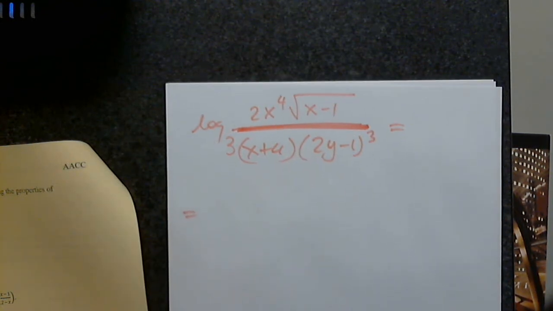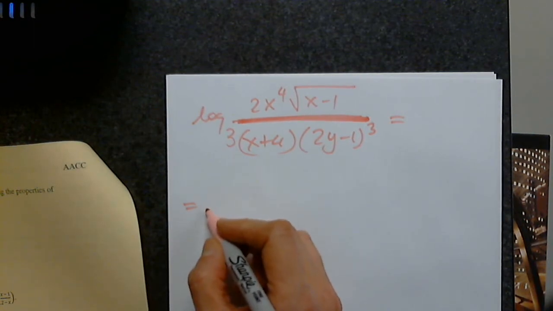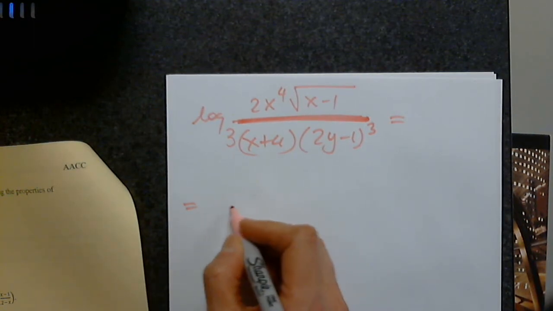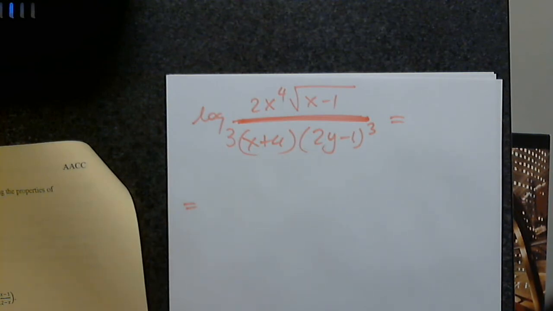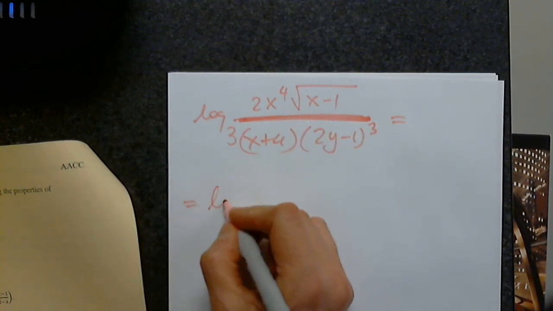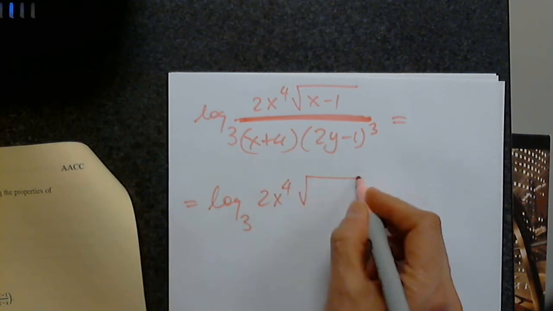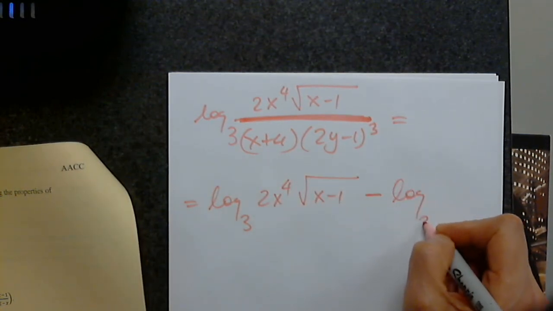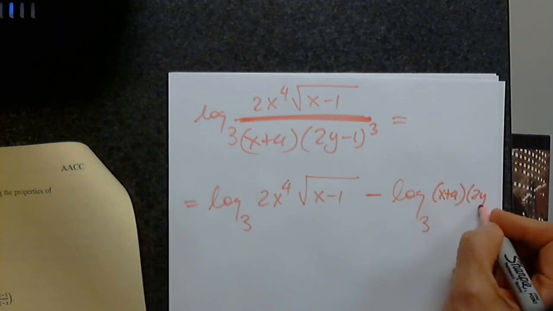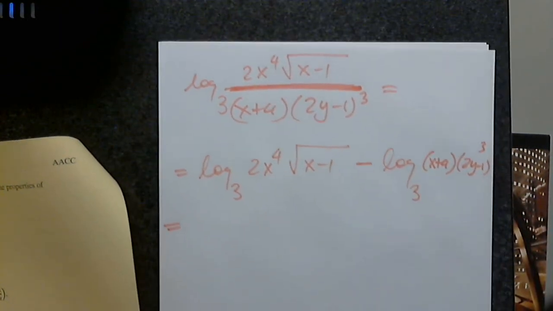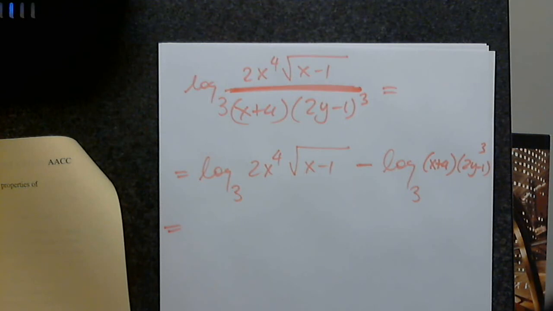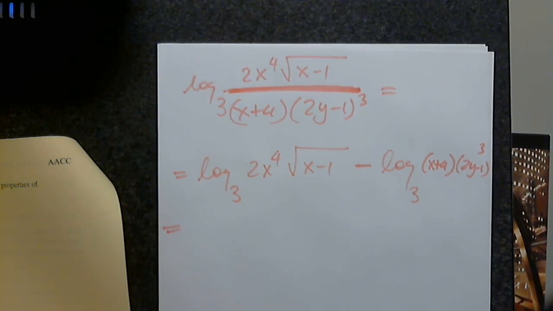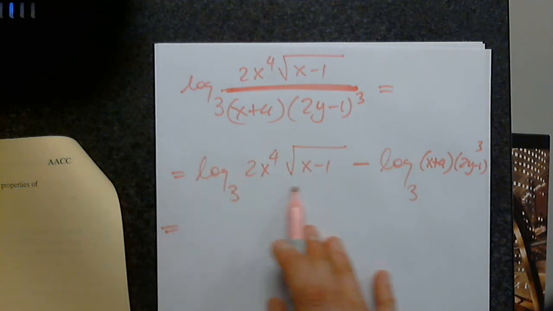Log applied to a ratio. So x plus 4. Log applied to a ratio. Oh, subtract. Exactly. It's log base 3 of 2x to the 4th times the square root of x minus 1 minus log base 3 of x plus 4 times 2y minus 1 cubed. Can we change the square root to x minus 1 to the 1/2? Yes, of course we have to. Okay, now what is this?